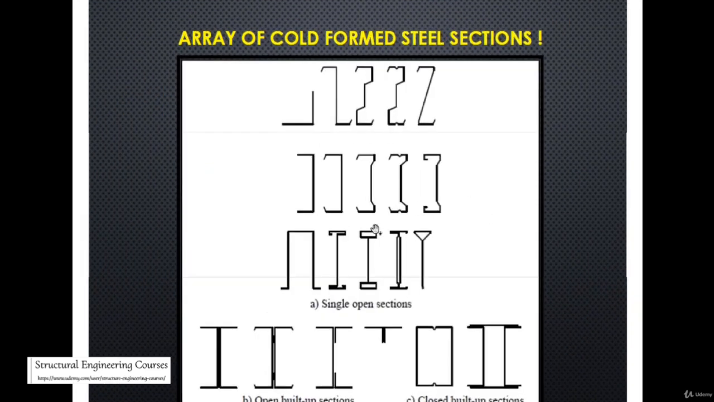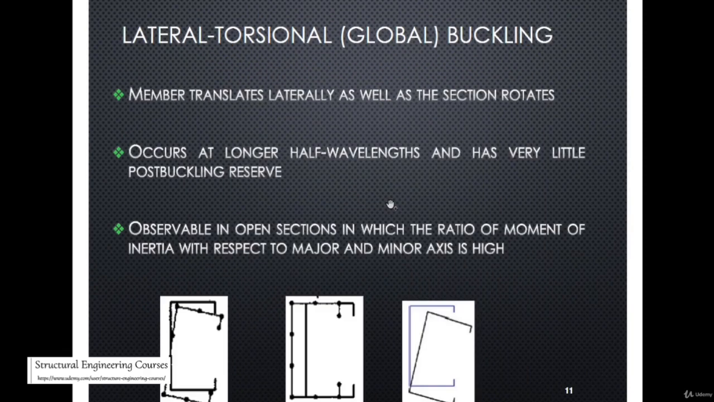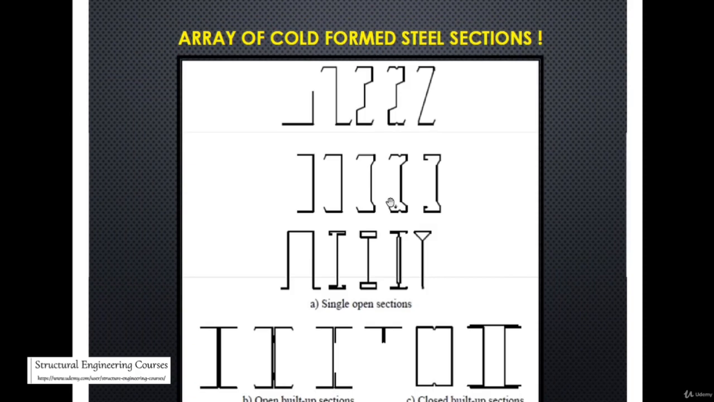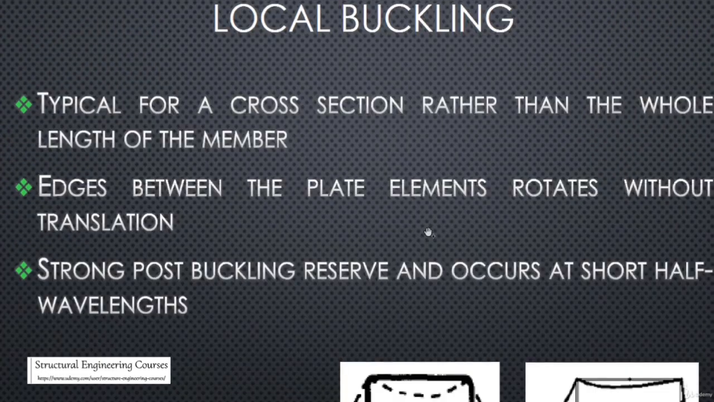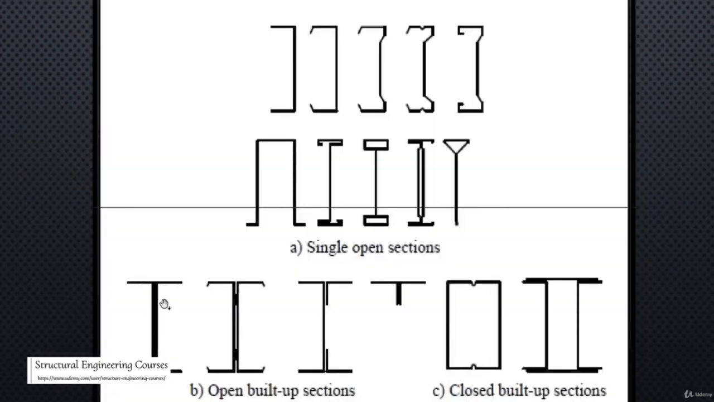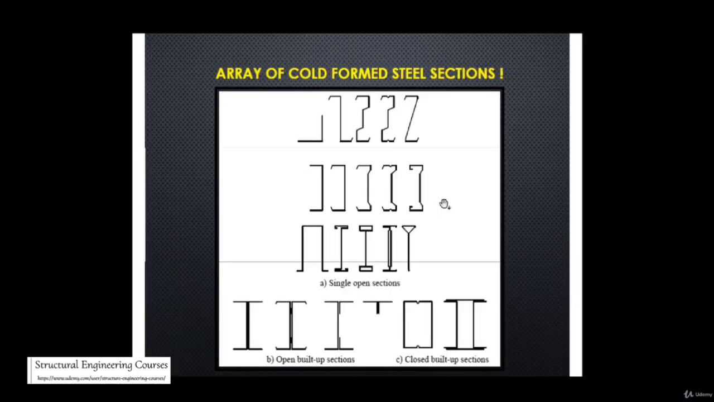These are basically the various types of cold form structural steel sections here. Here this is an angle, this is a Z purlin. These are again Z purlins here. This is basically C purlins or C-shaped sections. Here also you can see that these are the single open sections. These are the open built up sections, and these are the closed built up sections.